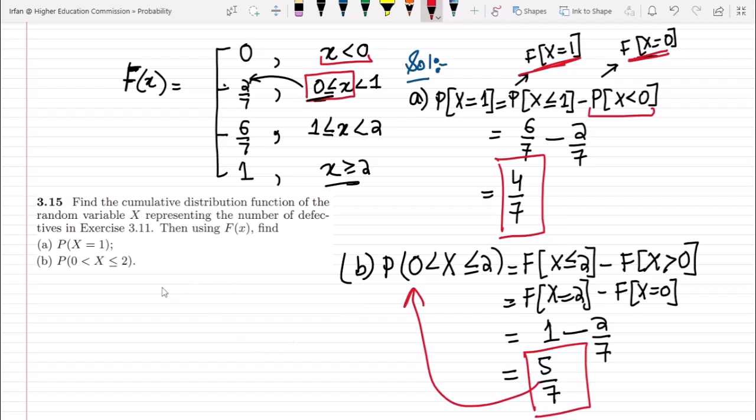That is basically the solution of part A and part B of question 3.15.